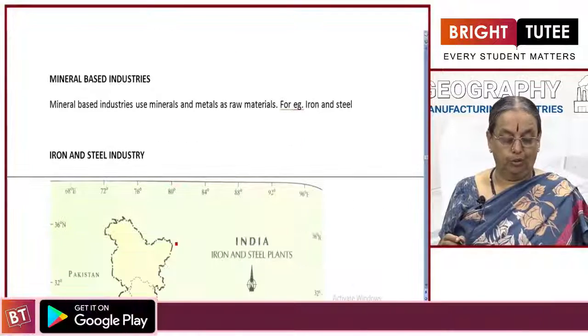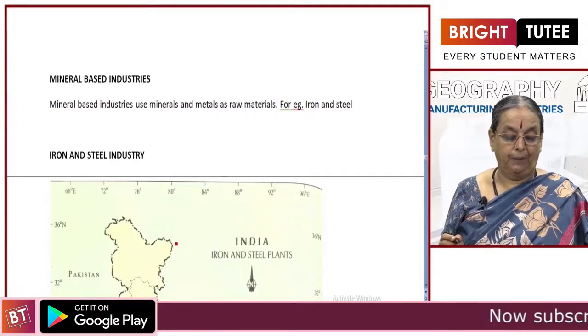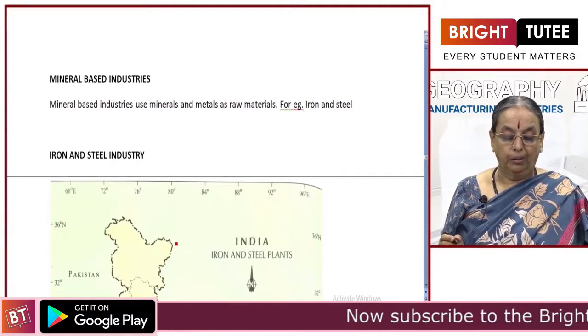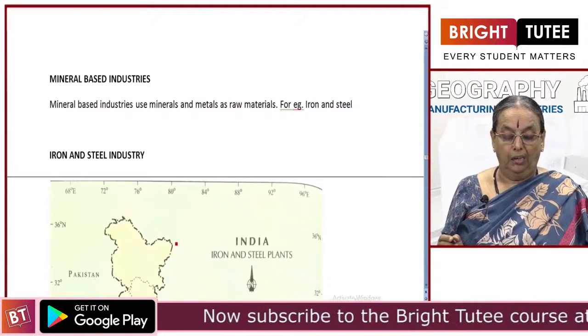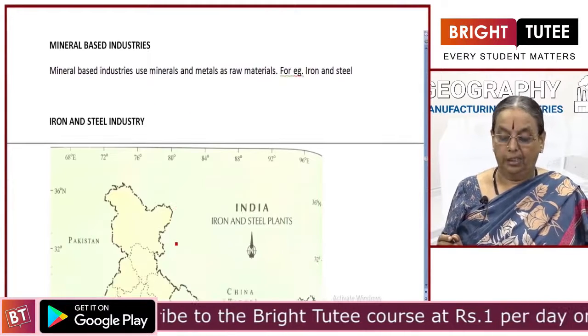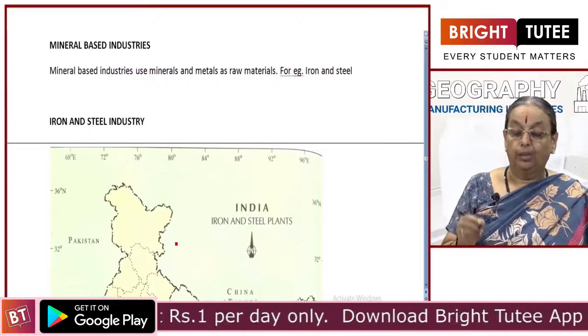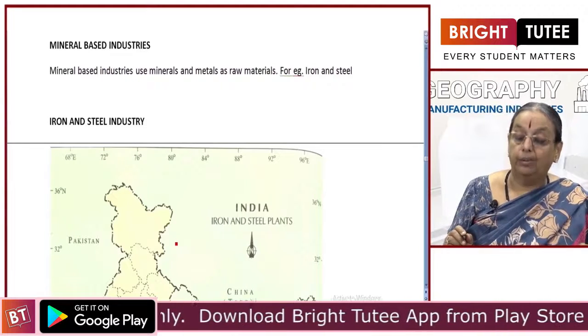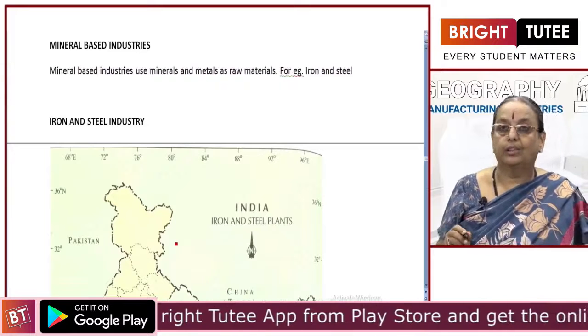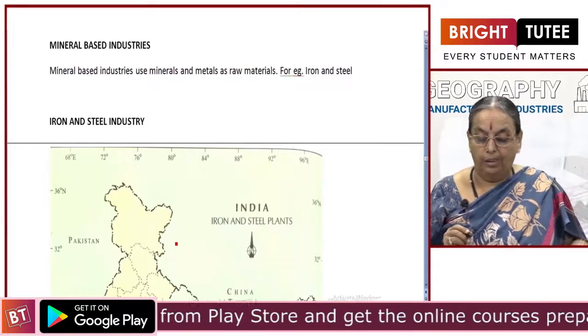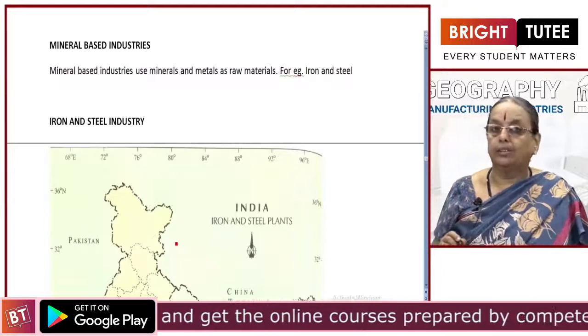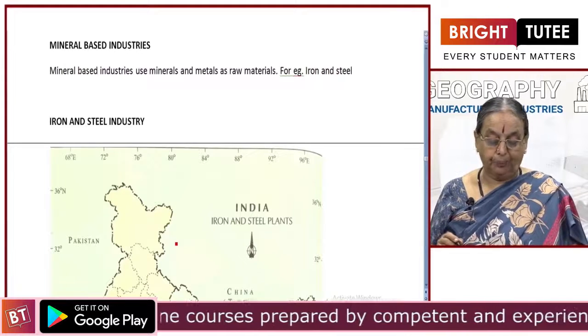Now, let us move on to the mineral based industries. In the mineral based industries, the iron and steel industry is the most important industry. They use minerals and metals as raw materials. That is why they are called mineral based industries. The best example is the iron and steel industry.